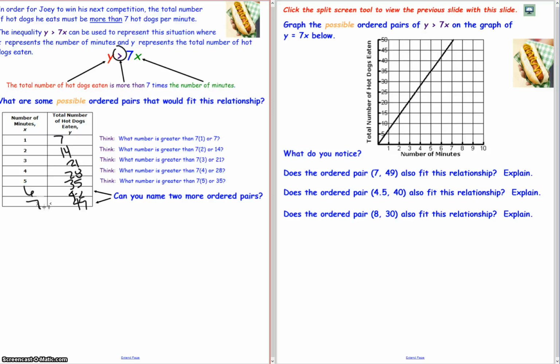So what do you notice? It's linear. Is it proportional? Yes. Okay, so does the ordered pair 7, 49 also fit in this relationship? 7, 49, yes. It lands on the line.